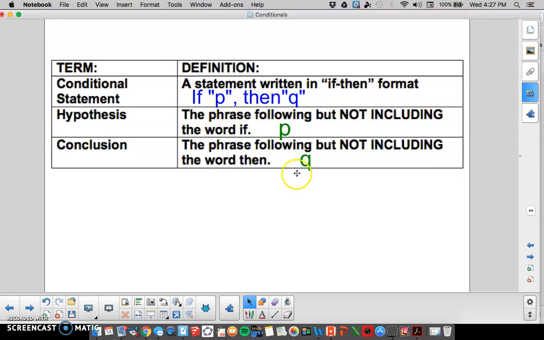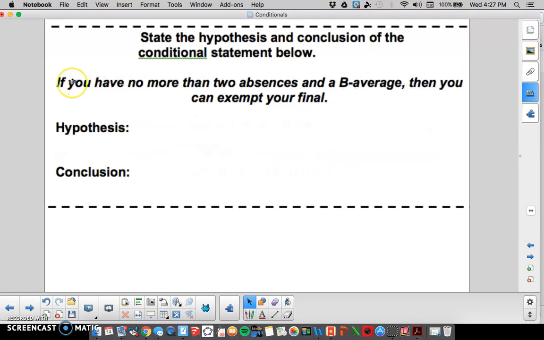So what we're going to do is work on identifying pieces of statements. Here we have the statement: if you have no more than 2 absences and a B average, then you can exempt your final. So we want to identify the hypothesis and conclusion of this statement. We're going to highlight the hypothesis. Notice I'm not including that word "if." It is not part of the hypothesis. It's only the phrase that's after that. So it does not include the word "if."